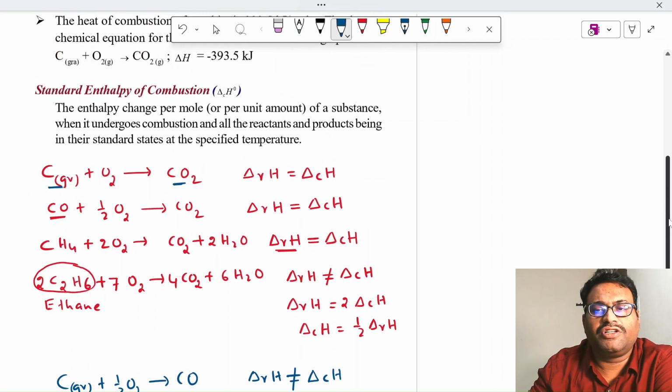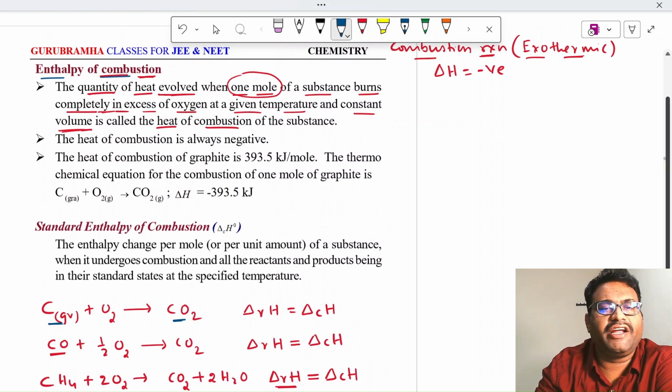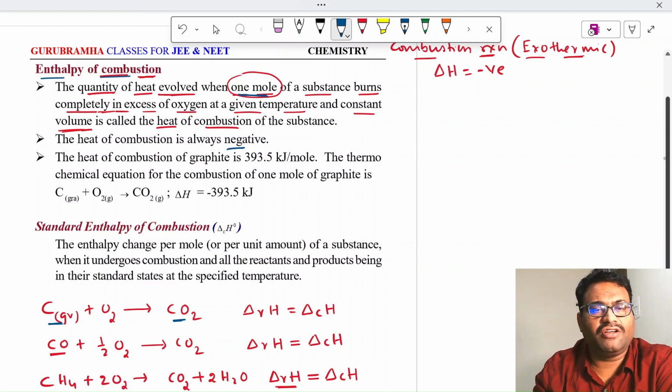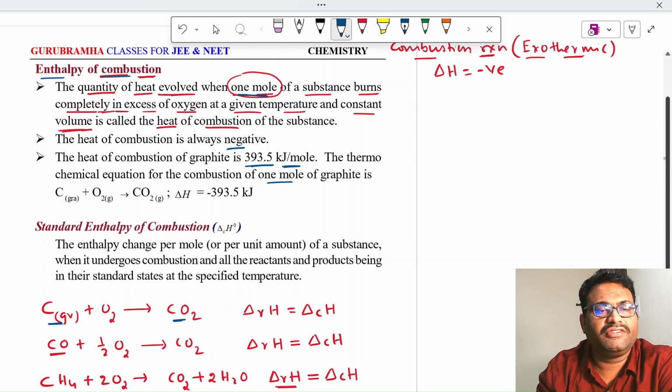So the substance must be completely combusted, and that substance must be 1 mole of the substance. Then that is called as an enthalpy of combustion. The heat of combustion is always negative because the combustion process is always exothermic. The heat of combustion of graphite, the standard calculated value, is given as 393.5 kilojoule per mole. The thermochemical equation for the combustion of 1 mole of graphite is given here.